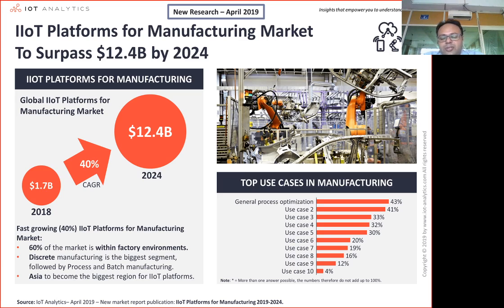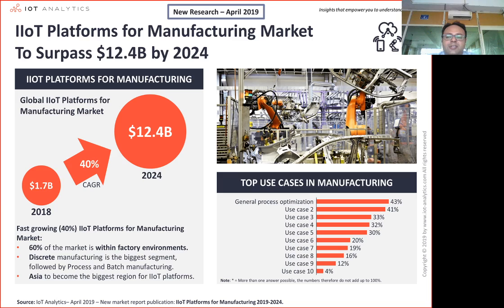Now, IoT devices are also used in manufacturing industries. We call it the industrial Internet of Things. You can see in 2018, it was $1.78 billion.